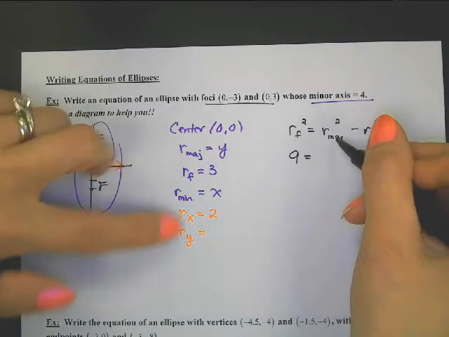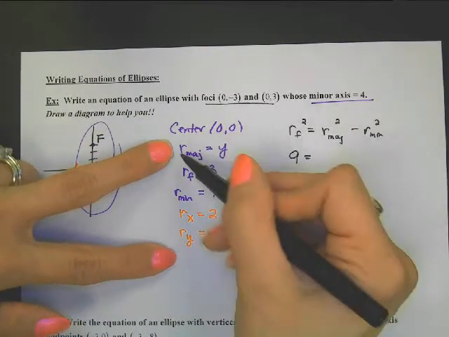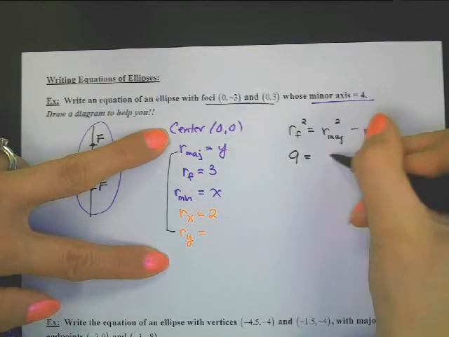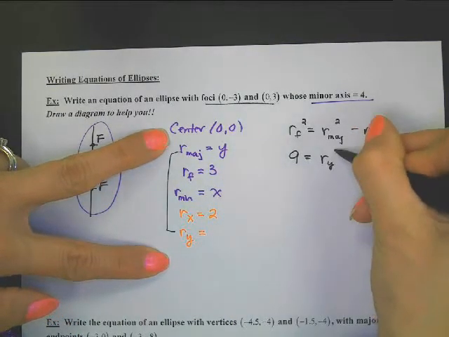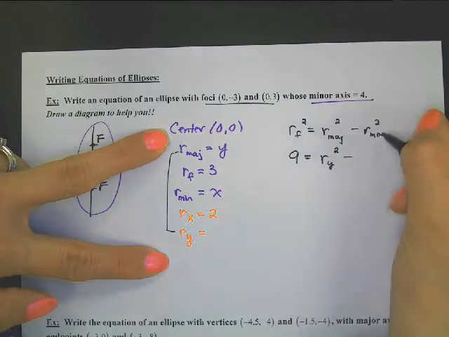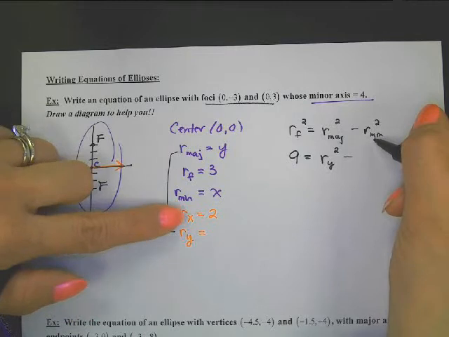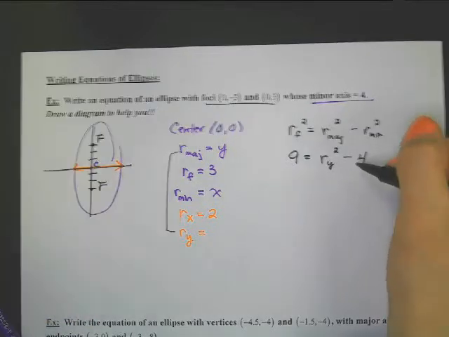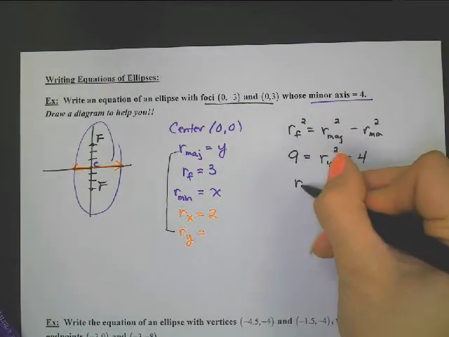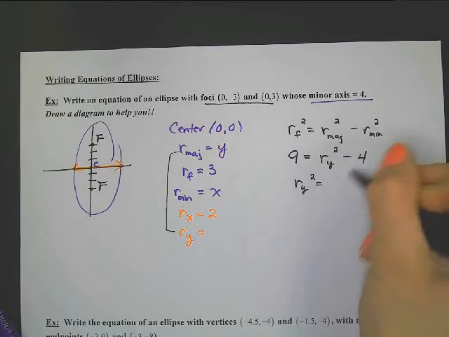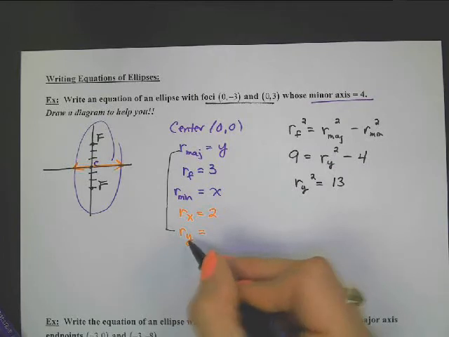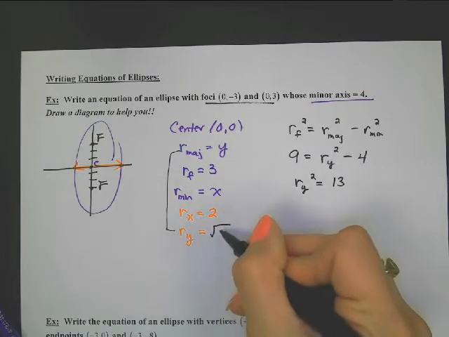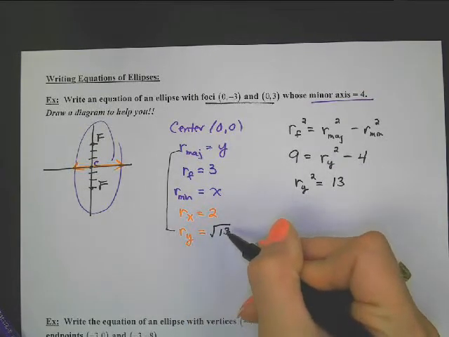The major one is y, and we don't know y. We don't know r sub y, so I'm just going to write r sub y squared. Do we know the minor one, or r sub x? We do, and that squared would make a 4. So I'm going to add 4 to both sides. R sub y squared makes 13. So that means r sub y is radical 13.